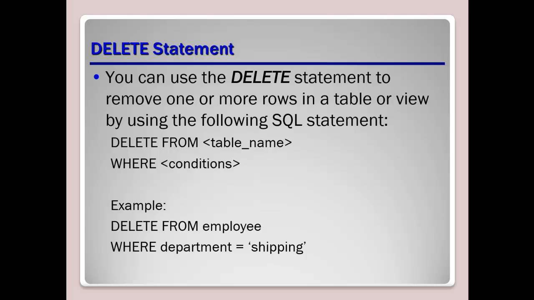Here's an example that we'll look at. Delete from the employee table all information where the department is equal to shipping. So anywhere in our employee table where the department fields have the value of shipping in them, those rows of data will be deleted. Simple enough, does exactly what we would expect.